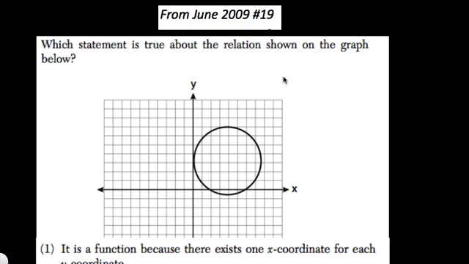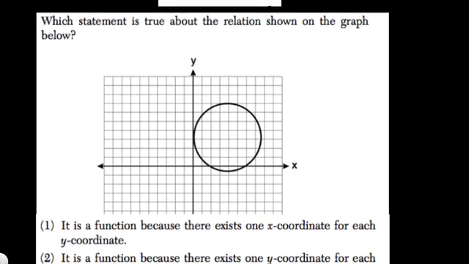Okay, so here they say, which statement is true about the relation shown on the graph below? Now, when they say relation shown on the graph, they're talking about this circle. That circle is a relationship. It could be a function, it might not, and it's the one though that's drawn on this graph. So we're trying to pick a statement that represents what we're finding here.